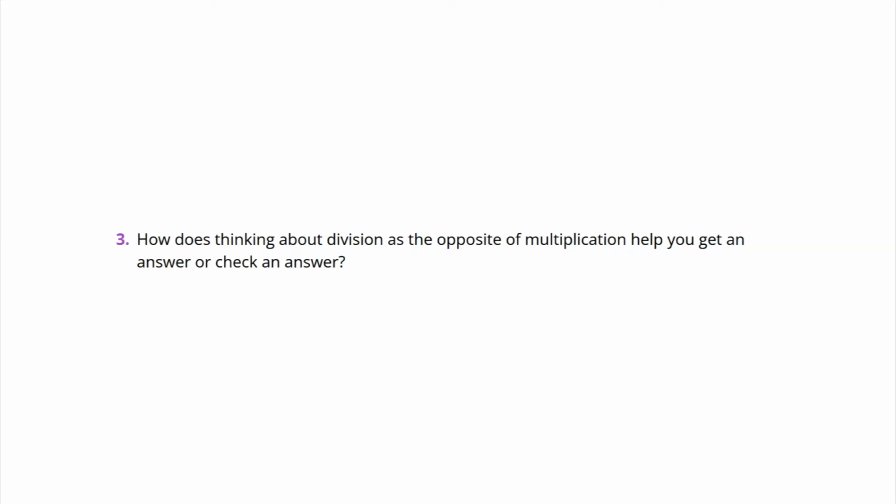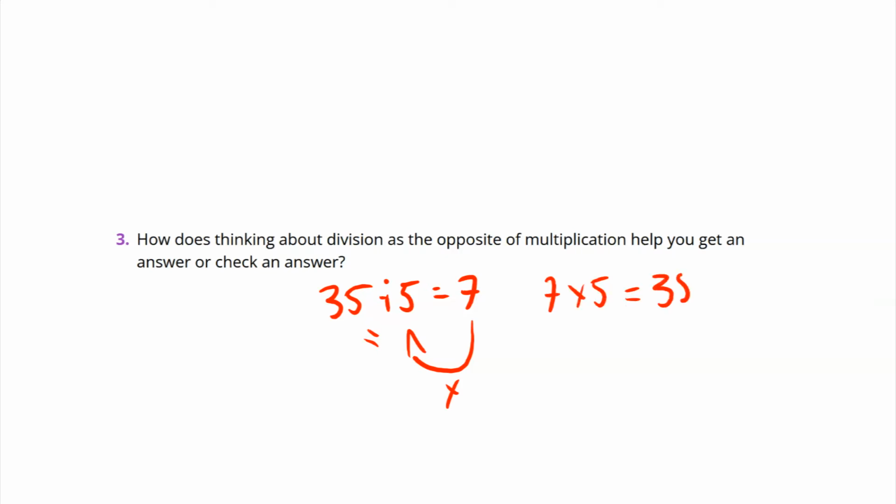Well, it means that whenever you have a question, such as 35 divided by 5 equals 7, you can always go back and do the multiplication to make sure that you get the same answer. So therefore we can say 7 times 5 should equal 35. So anytime you've got a division question, you can go back and do the multiplication to solve.